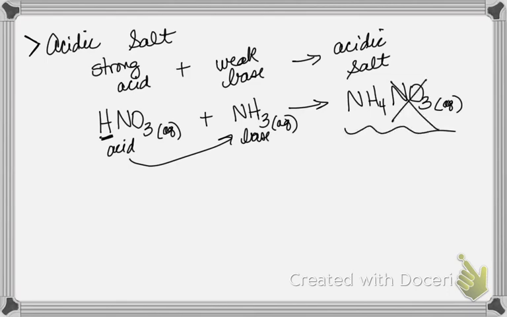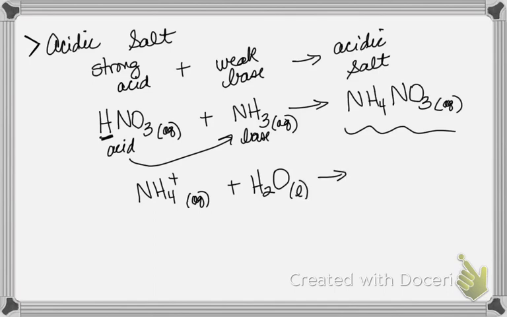And so, why is this salt acidic? It's not because of the nitrate, because the nitrate came from a strong acid. So the nitrate is not what made it acidic. What made it acidic is the ammonium ion. Because that ammonium ion in water, can you write that ammonium ion behaving as an acid? If it behaves as an acid, it has to lose a hydrogen. And it produces hydronium ions. And that is why it's an acidic salt.